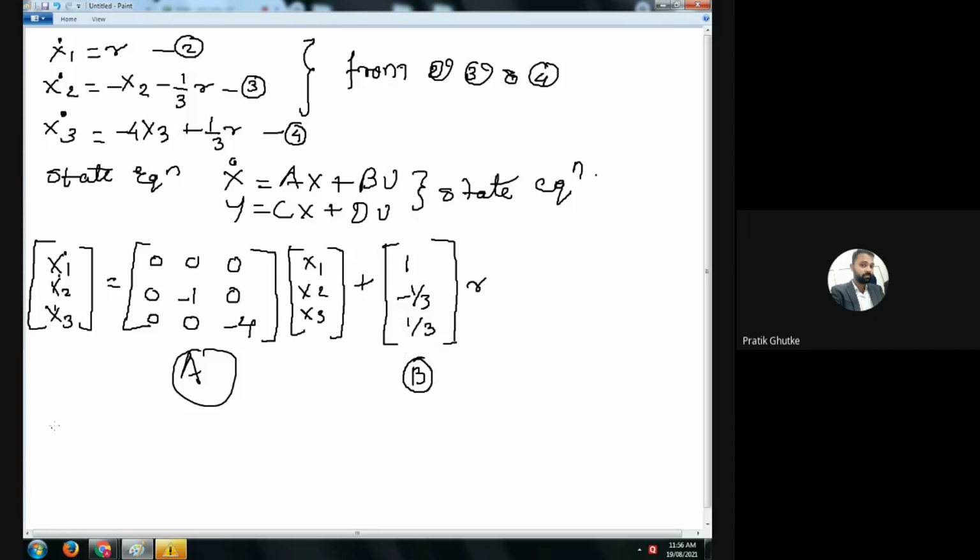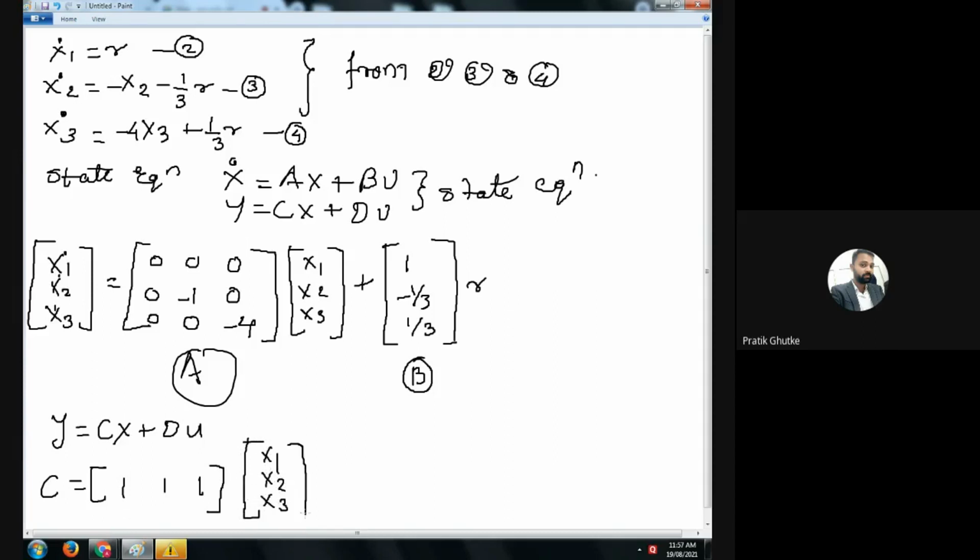So now moving forward to the output equation. What is my output equation? Y equals to CX plus DU. Is there any another term available here? So directly I can write C matrix as, C matrix is nothing but 1, 1, 1. C matrix would be always a row matrix, and B matrix it would be a column matrix. So it would be 1, 1, 1 into x1, x2 and then x3. So this is called the canonical state model.